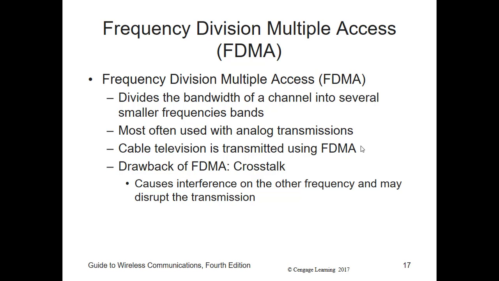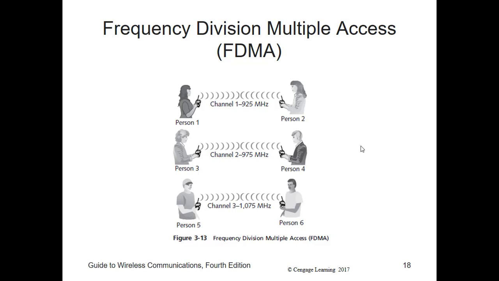So, for example, a transmission with 50 kilohertz of bandwidth could then be divided into 100 channels, each with a bandwidth of 500 hertz. Each channel can then be dedicated to one specific user. This concept, okay, illustrated here, is most often used with analog transmissions.